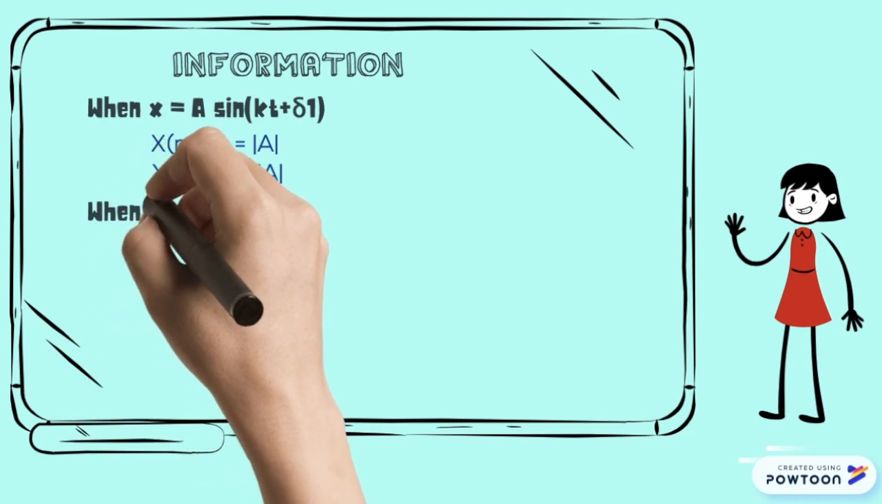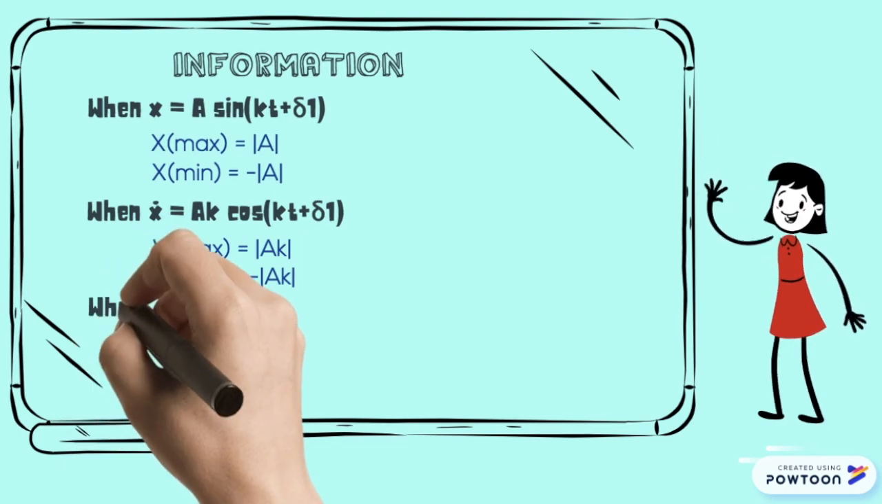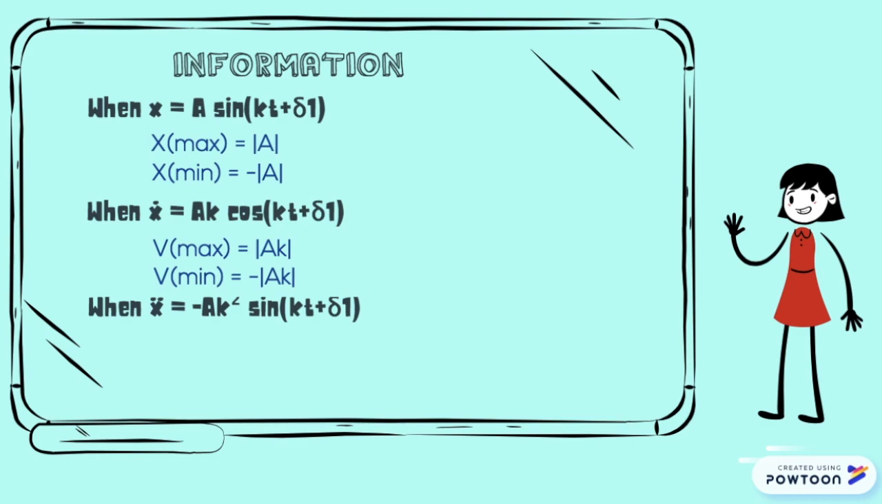Velocity is big A k cos kt plus delta 1, and maximum velocity is modulus Ak. Minimum velocity is negative modulus Ak. Acceleration's equation is negative big A k squared sin kt plus delta 1, where maximum acceleration is modulus big A k squared and minimum acceleration is negative modulus big A k squared.